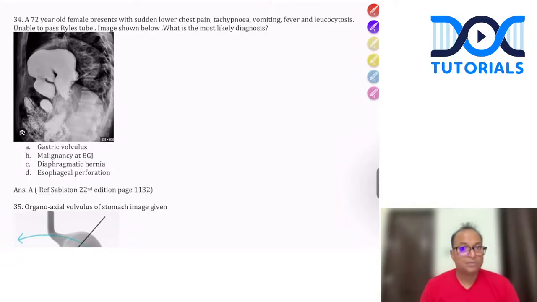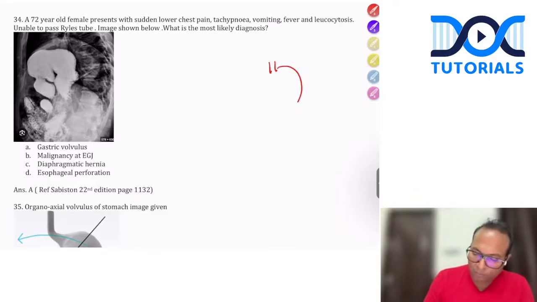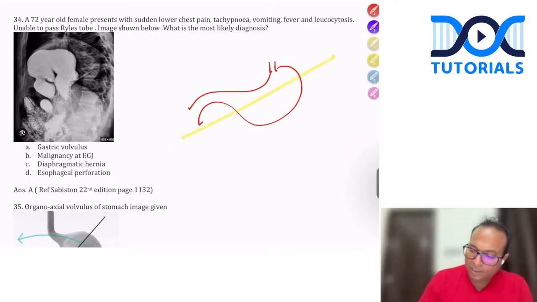I heard 2 questions were from gastric volvulus. I don't know whether they are the same question or 2 different questions. And you know very well, gastric volvulus is a favorite exam question. Every year there will be a question on gastric volvulus. This volvulus can happen in this direction. Organoaxial is most common, 80% of cases.